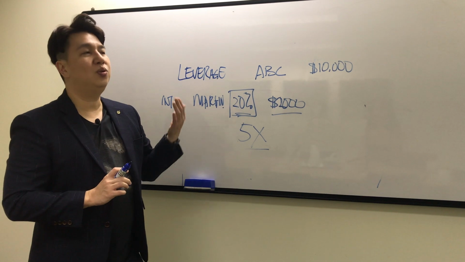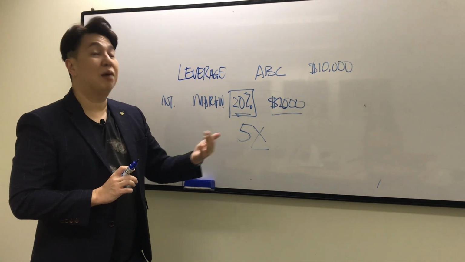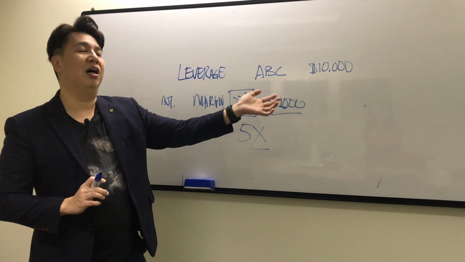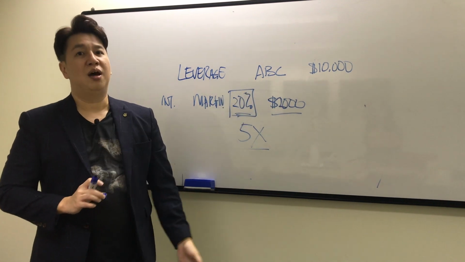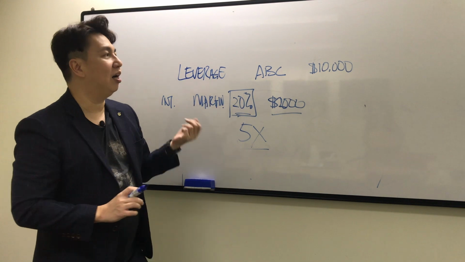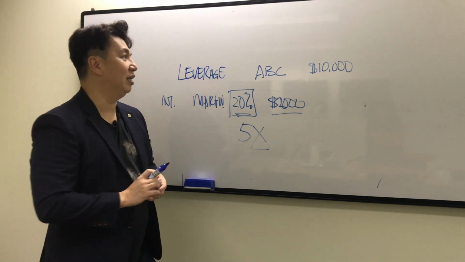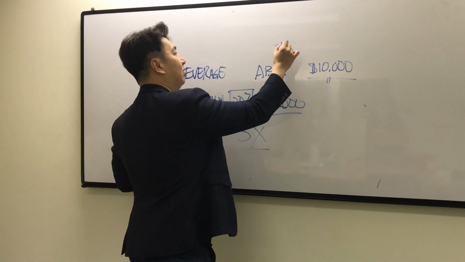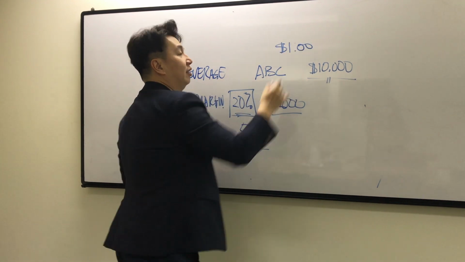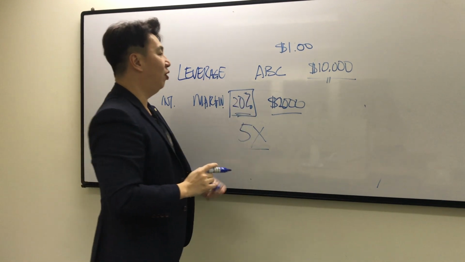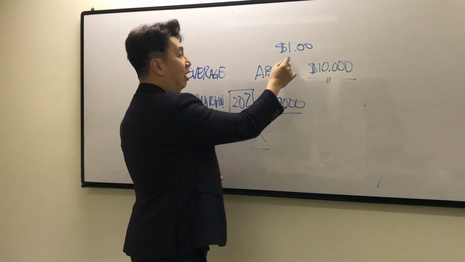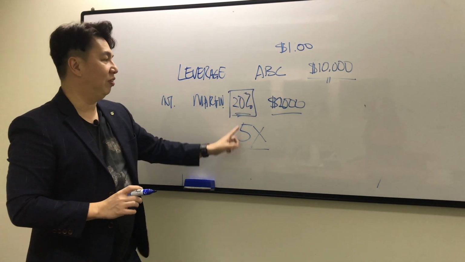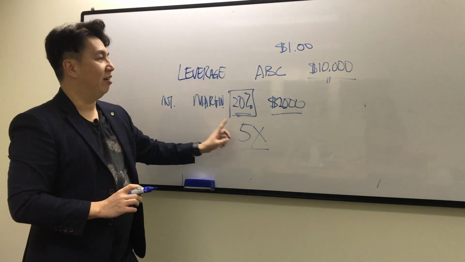Leverage is a double-edged sword. So it can help you to make more money. It can also cause you to lose money. So let's give an example of how it can help to make or lose money. Let's say you buy $10,000 of these stocks, and this stock right now is trading at $1. So in this case, right now you can buy up to $10,000 worth of this stock based on leverage of 20% and 5 times.